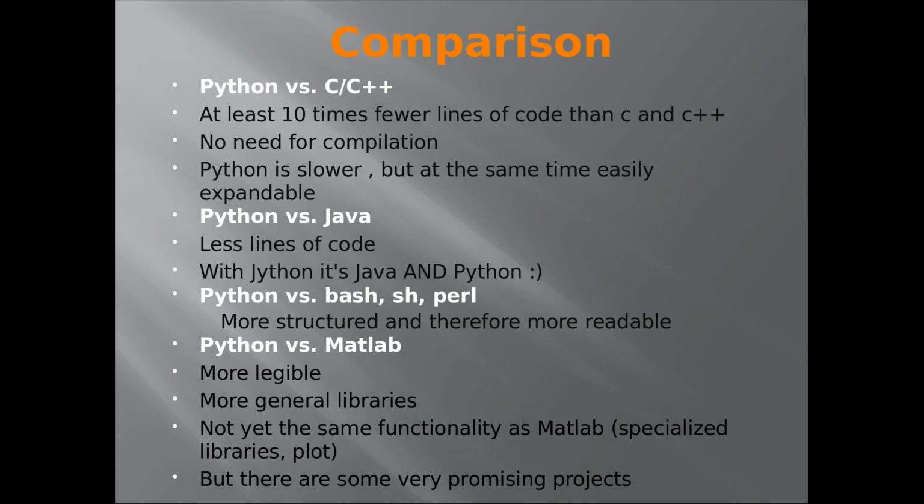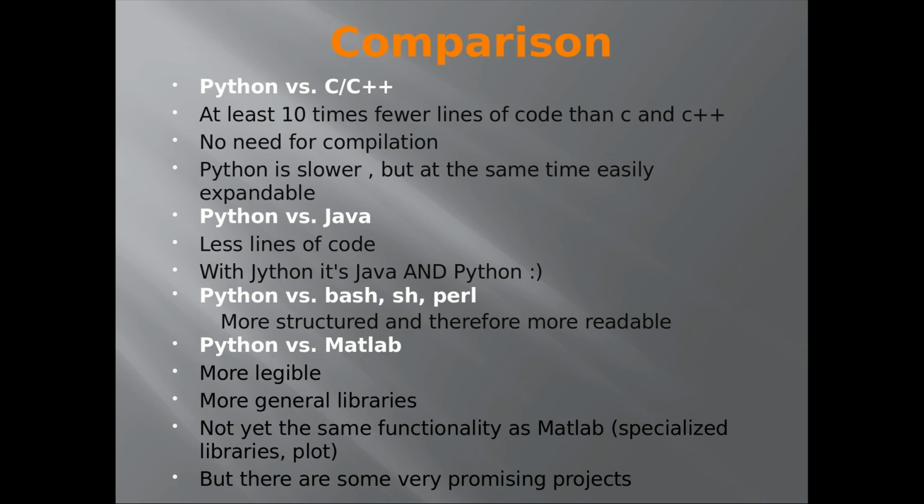A small comparison. Python versus C or C++. Python has at least 10 times fewer lines of code than C and C++. There's no need to compile. Python is slower, but at the same time, it is easily expandable. Python versus Java. There are fewer lines of code with Java. And with Jython, it's Java and Python.